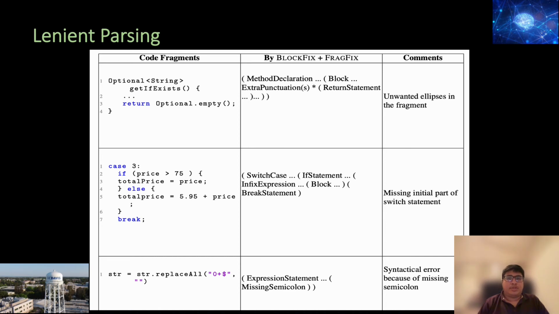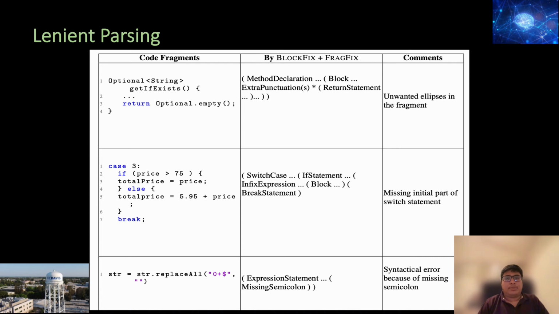These are the examples where Eclipse GDT failed, but our tool BlockFix plus FragFix could produce suitable path trees for this fragment. So let's look into the first example. In the first example, we can see some unwanted ellipses in the fragment. And this is the reason why Eclipse GDT could not parse it. But our tool BlockFix plus FragFix could parse this fragment successfully and indicate those ellipses as extra punctuation.